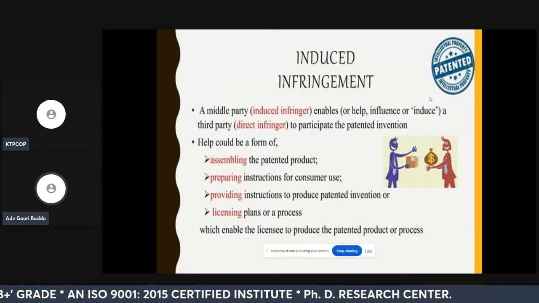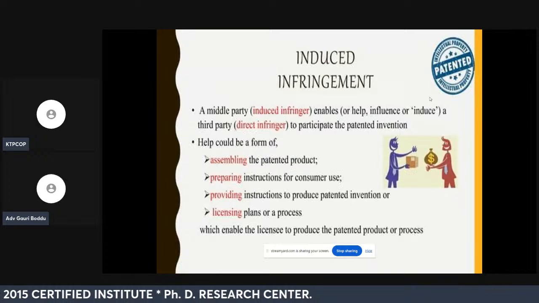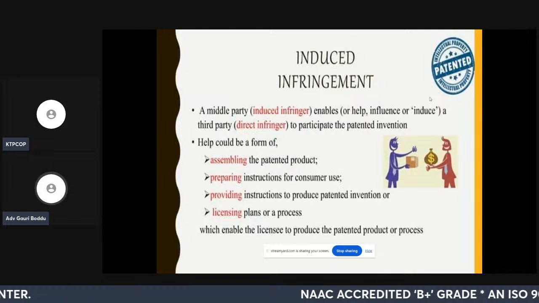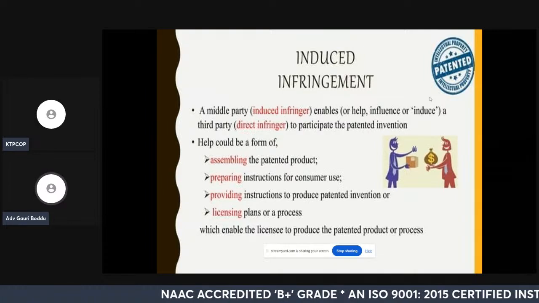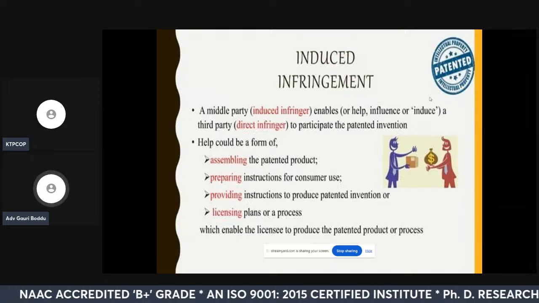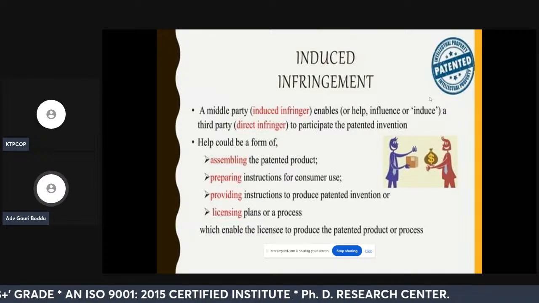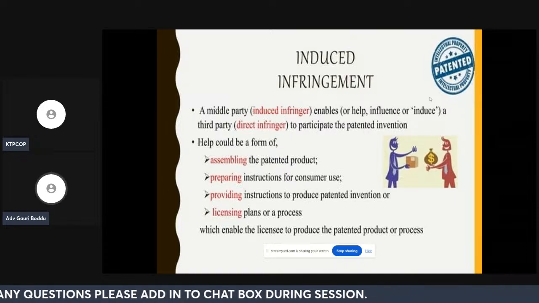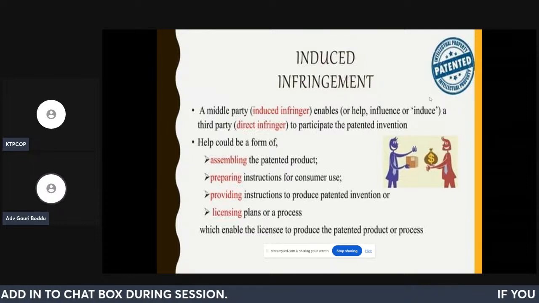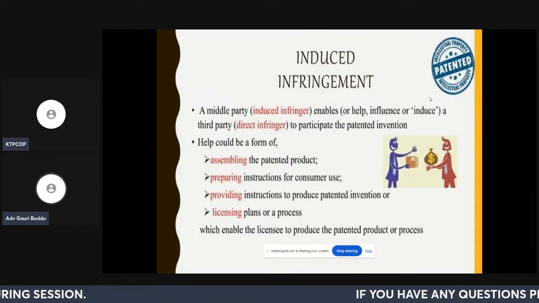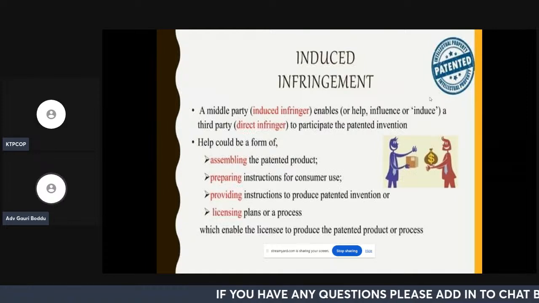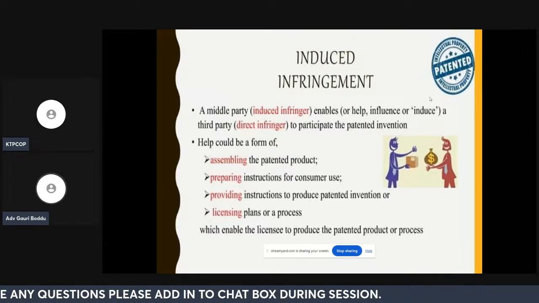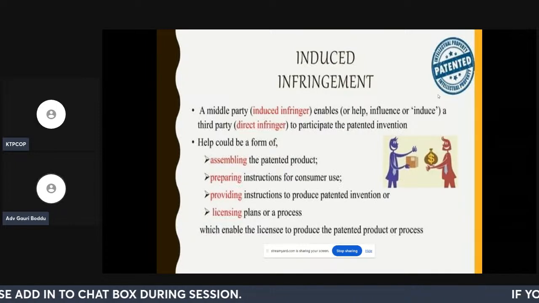Induced infringement. What is induced infringement related to? A middle party, the induced infringer, enables, helps, influences or induces a third party, the direct infringer, to participate in the patented invention. Help could be a form of assembling the patented product, preparing instructions for consumer use, providing instructions to produce the patented invention, or licensing plans or processes which enable the licensee to produce the patented product or process. These are the indirect infringement. So now let's see the contributory infringement.